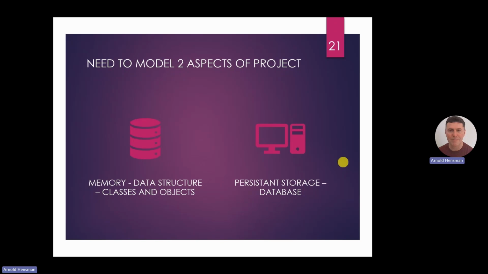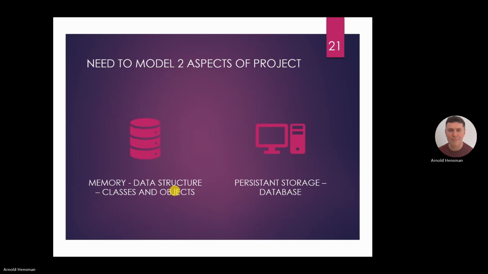So you need to model two aspects of this project. We'll need to model memory, and we'll need to model persistent storage. Basically, that's going to be a database. We model persistent storage as a database, and we model some kind of memory. So how are we going to do that? Well, you need to do classes and objects. That's going to be the data structures you use. We're not going to use arrays or something you haven't seen before, just classes and objects for now.